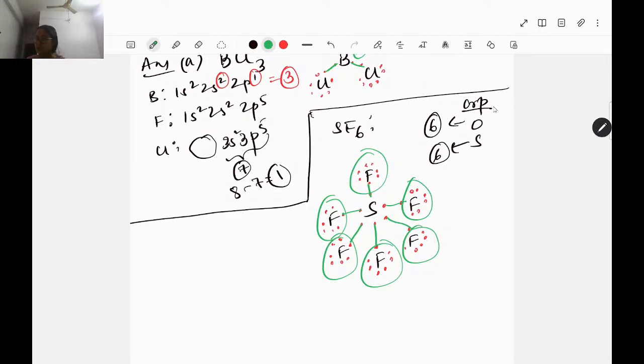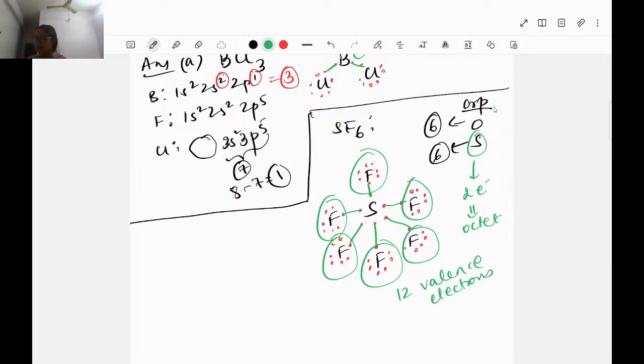But what about sulfur? I just mentioned that sulfur has 6 valence electrons. It requires only 2 electrons to complete its octet. But what is happening over here? Sulfur is not just bonding with 2 more electrons. It is acquiring many more than 2. I am counting, 1, 2, 3, 4, 5, 6, 7, 8, 9, 10, 11, 12. So through covalent bonding, sulfur has a total of 12 valence electrons now.